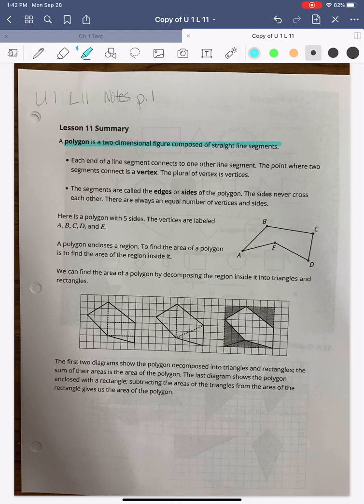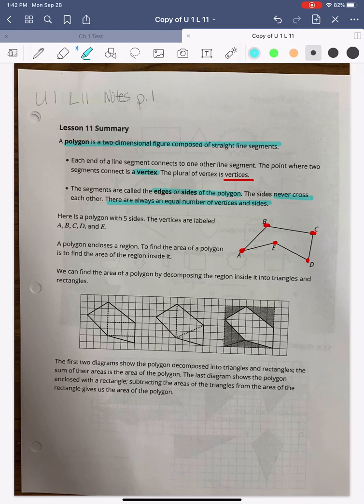One term that we will talk about is a vertex. To look at it down here on the picture, each one of these, A, B, C, D, E, are each a vertex. The plural form of the vertex is vertices. The other words that we'll be looking at, the edges or sides of the polygon, it says they never cross, and there are always an equal number of vertices and sides. So in this case, 5 sides, 5 vertices.